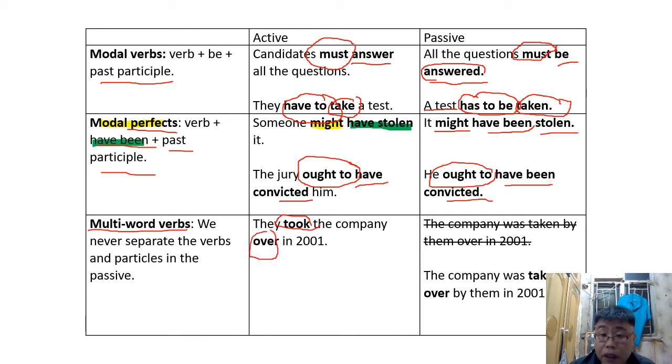And in this case, we cannot separate the preposition from the main verb in passive sentences. That's why this sentence, the company was taken by them over in 2001, is incorrect, because the preposition over is separated from taken. The correct answer should be the company was taken over by them in 2001. The preposition over is followed closely by the verb taken.